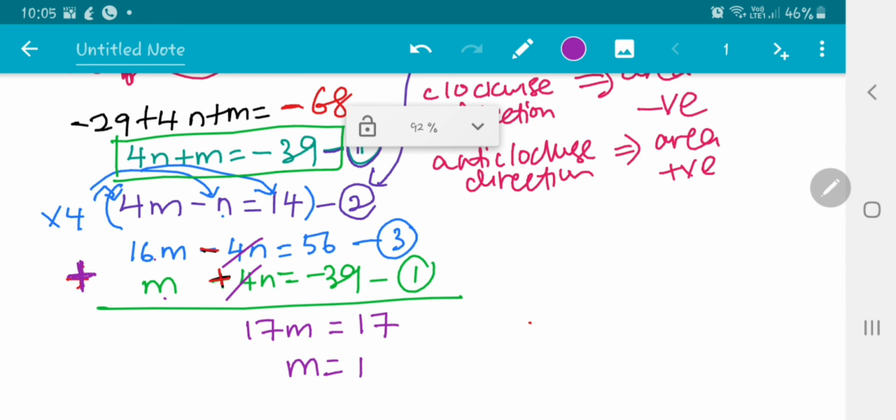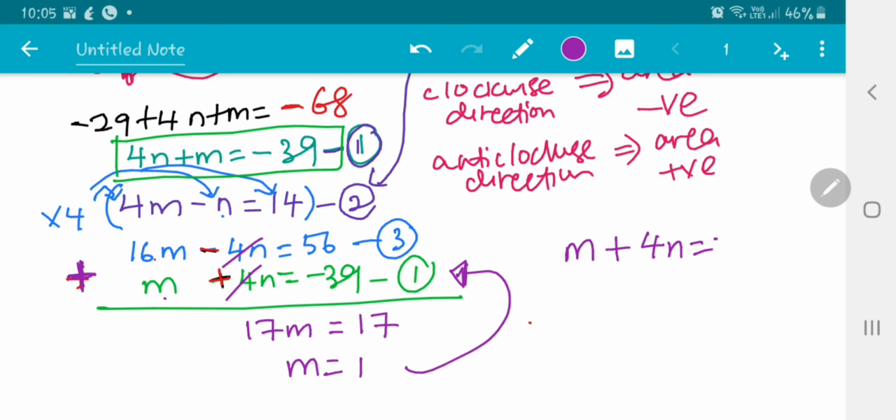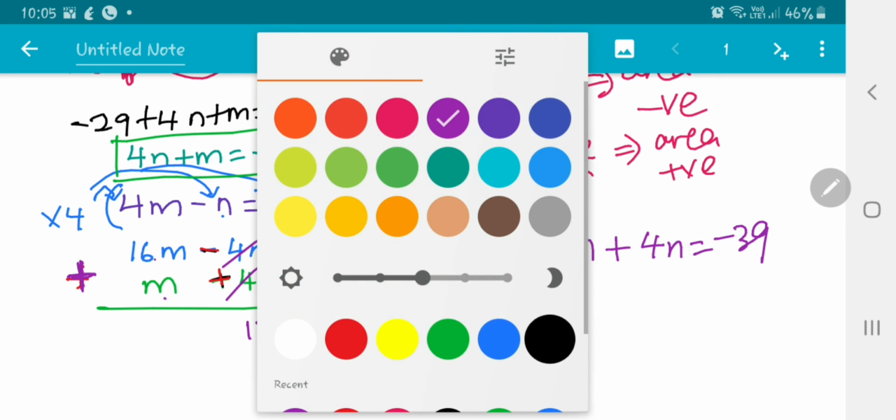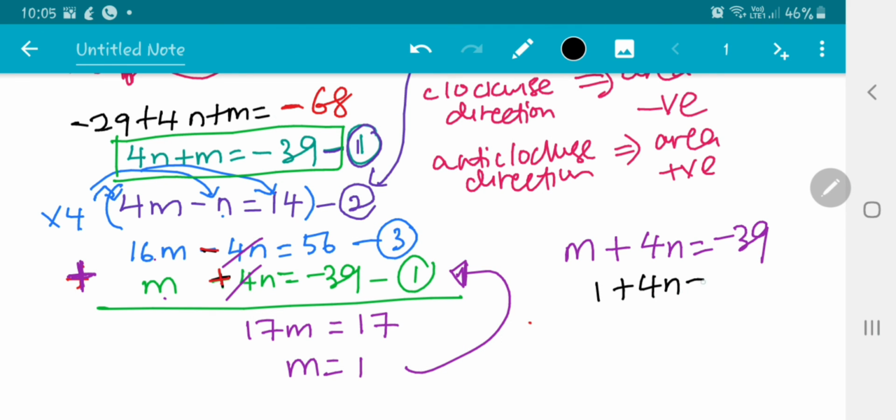So if m is 1, you find n. Of course, you can find n. Masuk balik dalam mana-mana, tak kisah. After you solve, you akan dapat n. Okay, kita solve m plus 4n equals negative 39. M is 1. Okay, ini tak payah tunjuk, tapi guna je calculator. So n akan jadi negative 39 minus 1, negative 40 divided by 4, negative 10. So m is 1, n is negative 10, done.